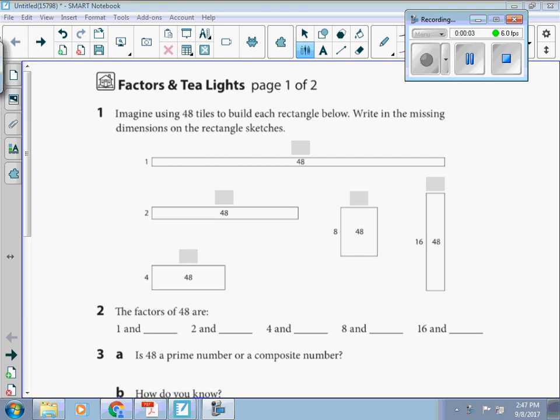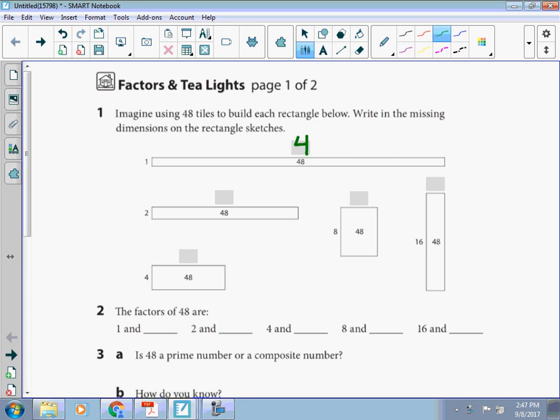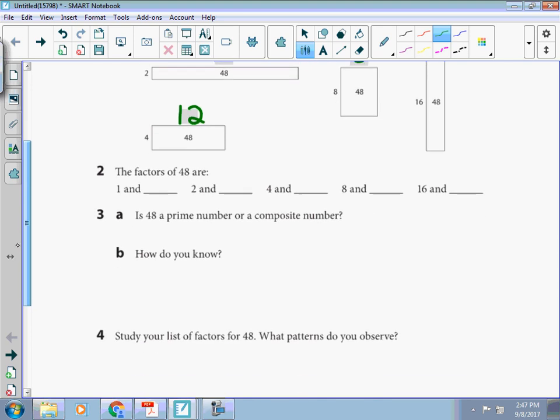Tonight's homework was page 7 and 8 in our homework journal, and it starts off with showing our math facts and factors in terms of the array like we practice in class. So 1 and 48 make 48, 2 and 24 make 48, 4 and 12 make 48, 8 and 6 make 48, and 16 and 3 make 48.